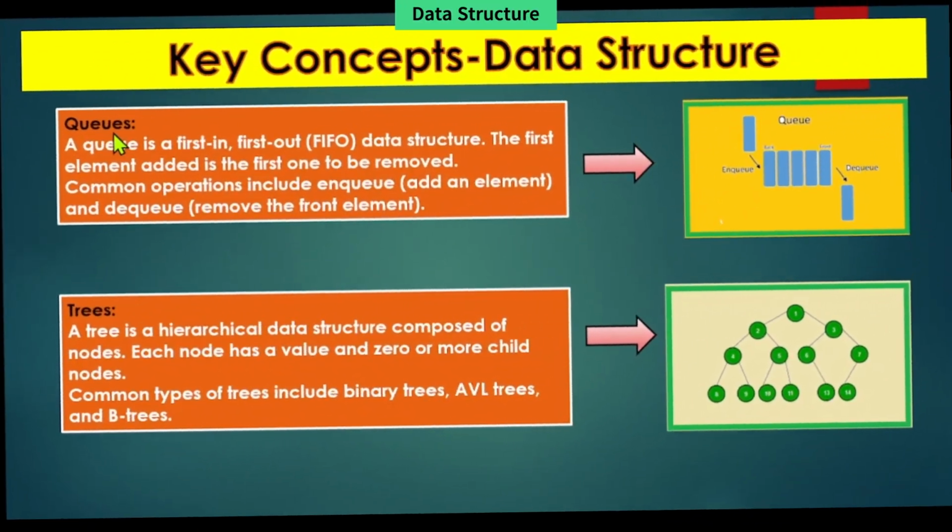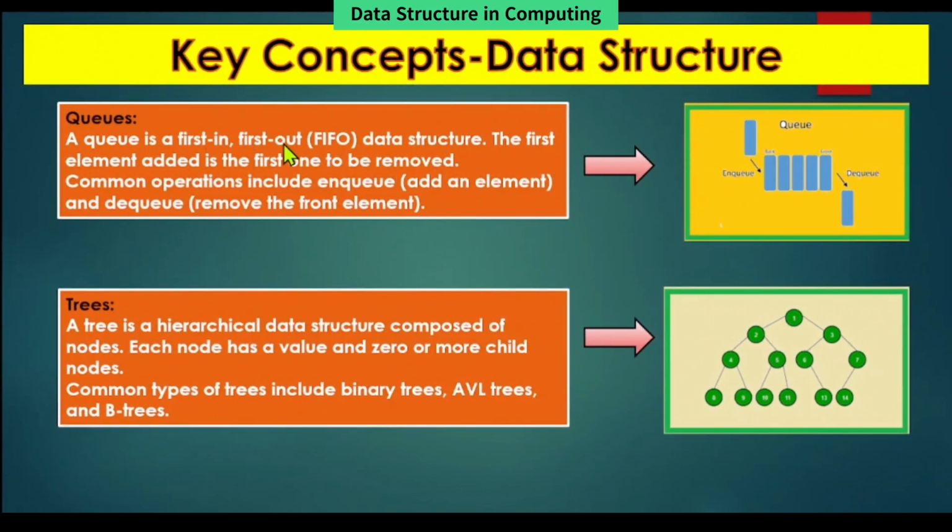Queues. A queue is a first in, first out, FIFO, data structure. The first element added is the first one to be removed. Common operations include enqueue, add an element, and dequeue, remove the front element.